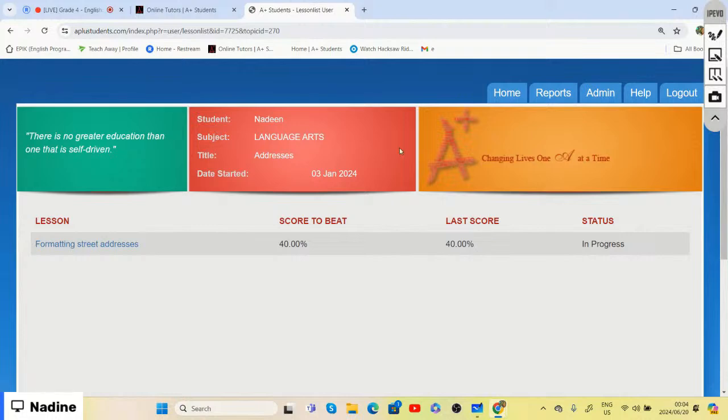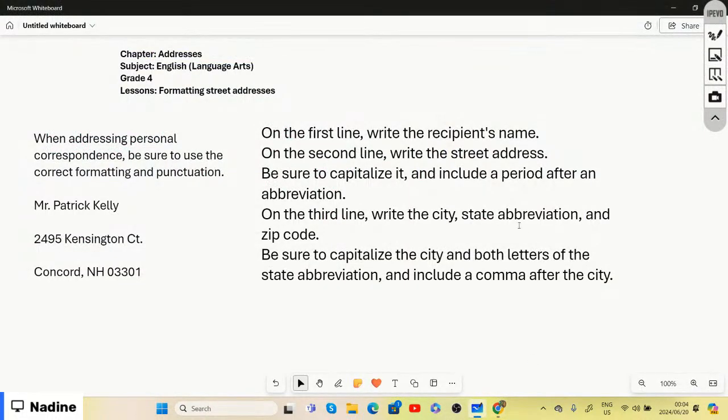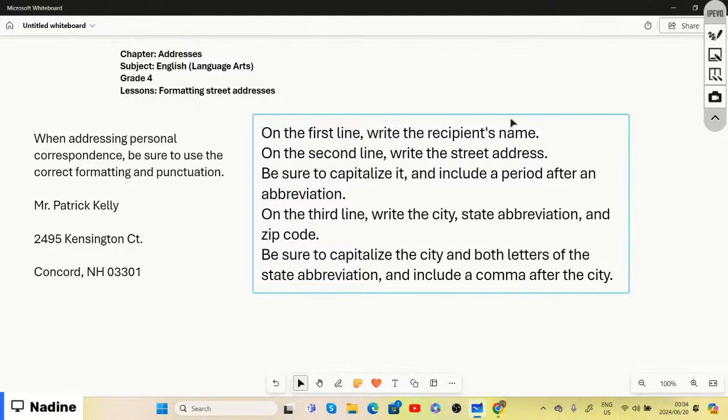All right, so we said our chapter is addresses. Our subject is English Language Arts, grade 4. And the lesson that we are focusing on today under the chapter of addresses is formatting street addresses.